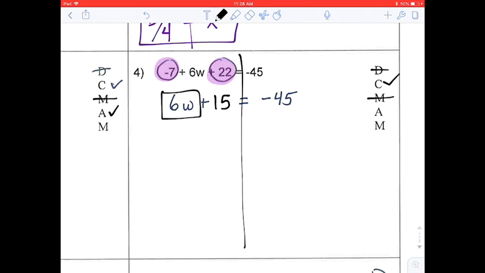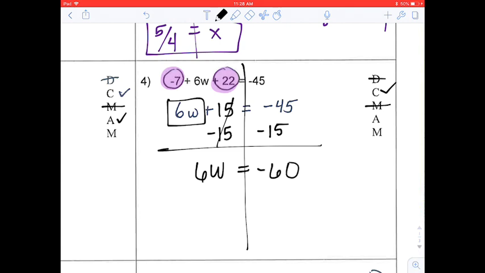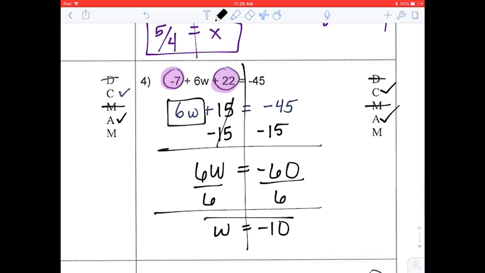Right now, 6w has 15 being added to it. We need that to go away, so we're going to subtract 15 from both sides. 6w equals -45 minus 15, and that's -60. Finally, we need to look at what's being multiplied. Here I am multiplying the w times 6. So to get rid of that 6, I should do the inverse and divide by 6. w equals -10.